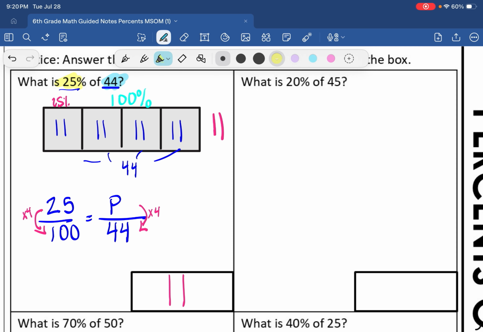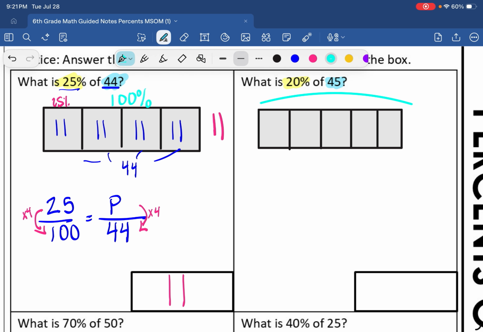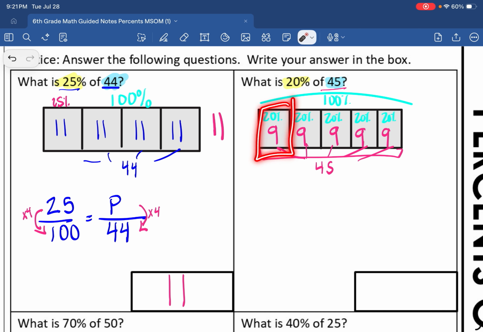What is 20% of 45? 100 divided by 20 will give me 5. So I can make a bar model of 5 sections. If this whole bar represents 100%, that means each bar is 20%. Now my other whole is 45. So each section is going to be 45 divided by 5, which is 9. So 20% of 45 will be 9.